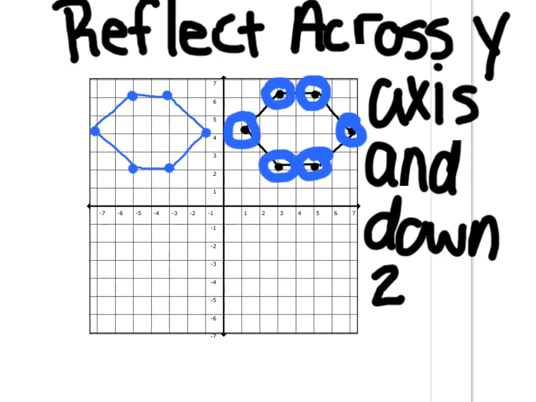Now it says to move down 2. If we start with this point and go down 2, it goes right here. This point goes down 2, goes right here. This point down 2. This point down 2. This point and this point. So again, you connect the dots.